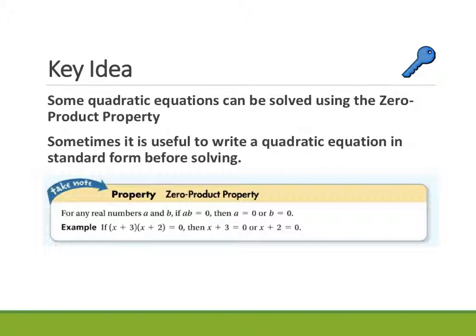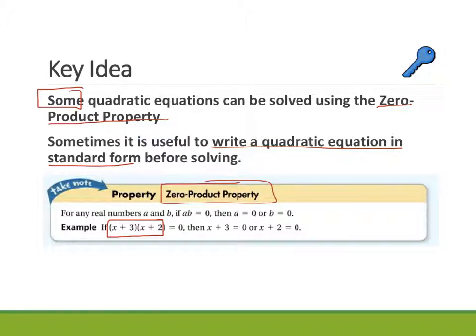Now remember that only some quadratic equations will be able to be solved using this method. And the specific method that we will apply is called the zero product property. So in other words, we're going to write the quadratic equation in standard form, and then we're going to factor it. And after we factor it, we can apply the zero product property.